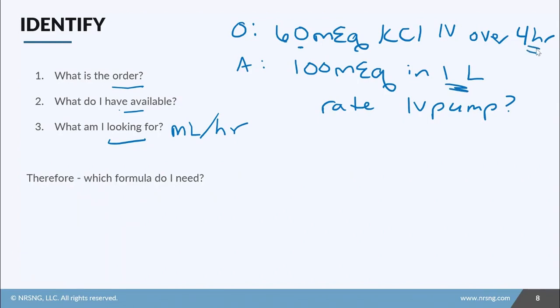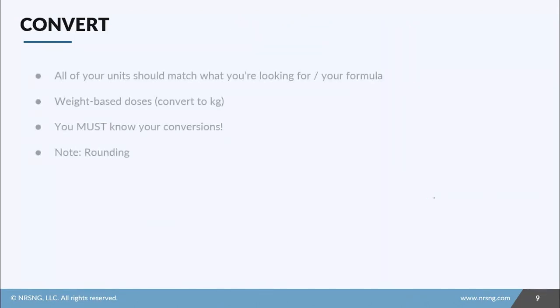So I'm using the infusion formula. But I also need to determine how much of that bag I'm giving. So I'm going to use the dosage formula as well. So we're going to start with dosage, and then we're going to use the infusions. It's okay to use more than one formula. The second step is to convert. The goal here is to get all of our units to match.